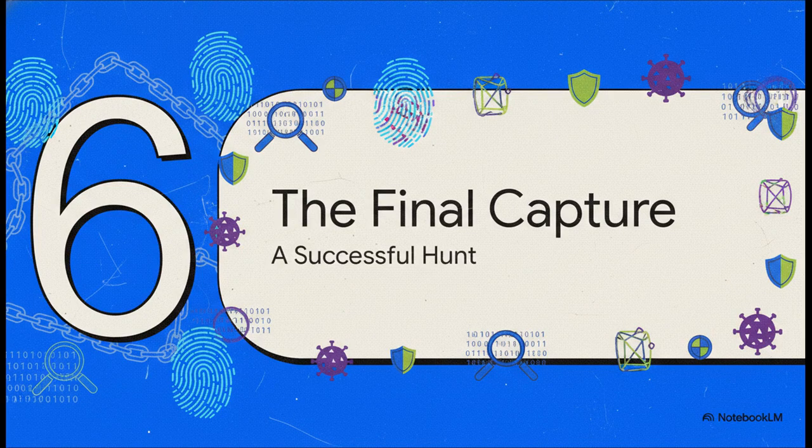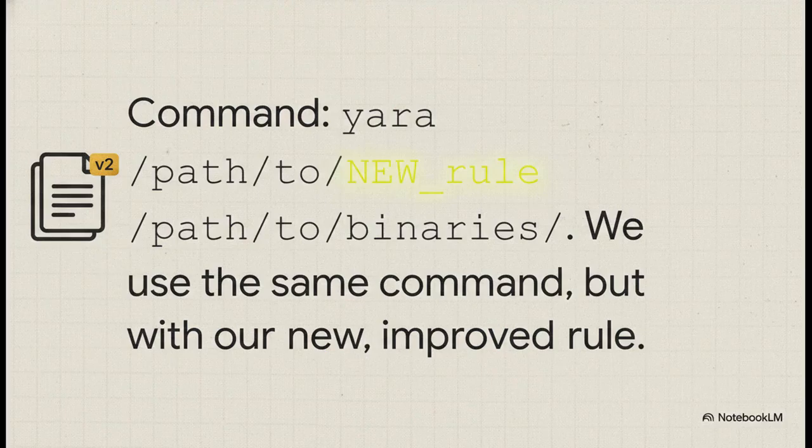Okay, we have our new improved fingerprint. Let's run this test again. Time to see if our smarter, more refined rule can finally finish this hunt. We're going to run the exact same Yara command we did before. Nothing changes there. The only difference is, this time, we're pointing it to our new, more flexible rule file.